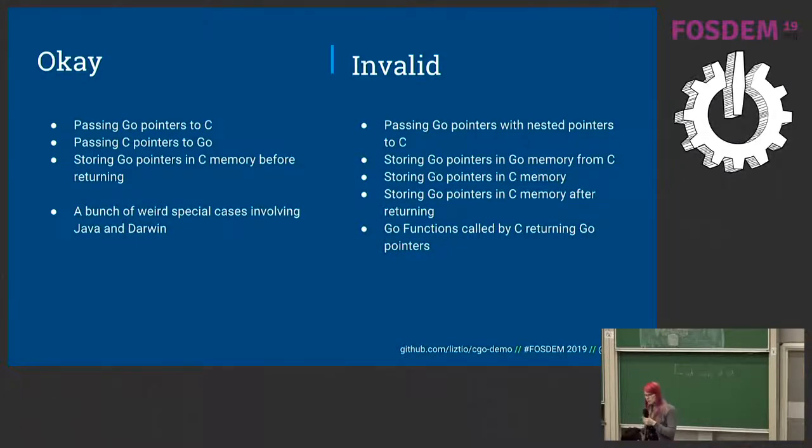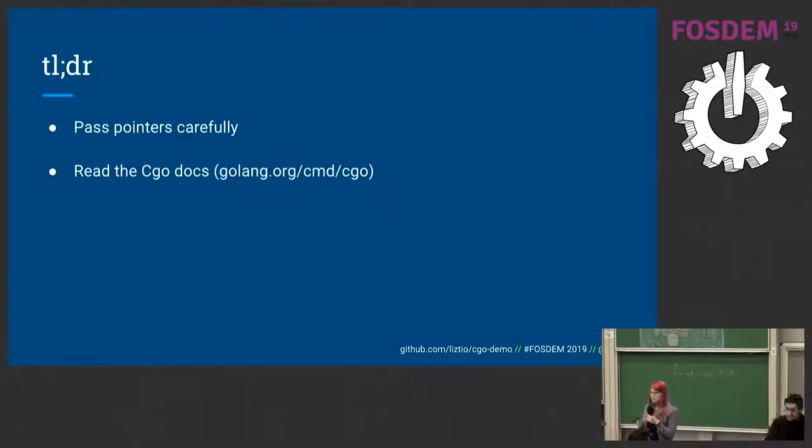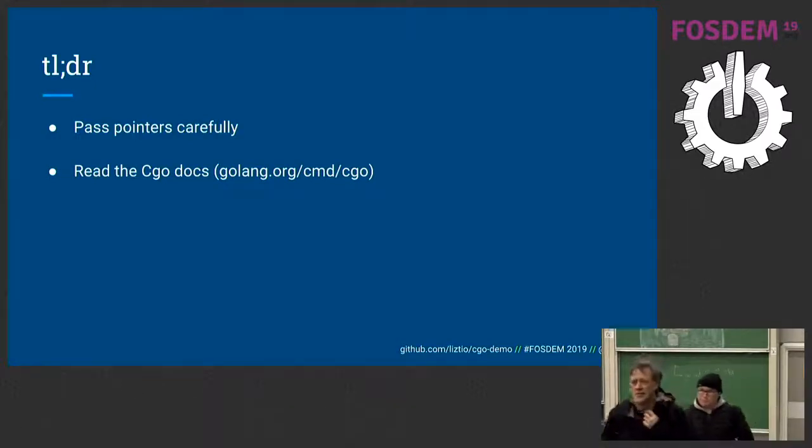If you store a Go pointer in C memory, you can do that, but only until you return. And there's a bunch of weird special cases in the documents for Java and Darwin. And invalid is basically everything else. Just be careful and read the Cgo documentation very carefully. I read it 10 or 20 times before I gave up, summarized it as best I can, and issued this stern warning to all of you.